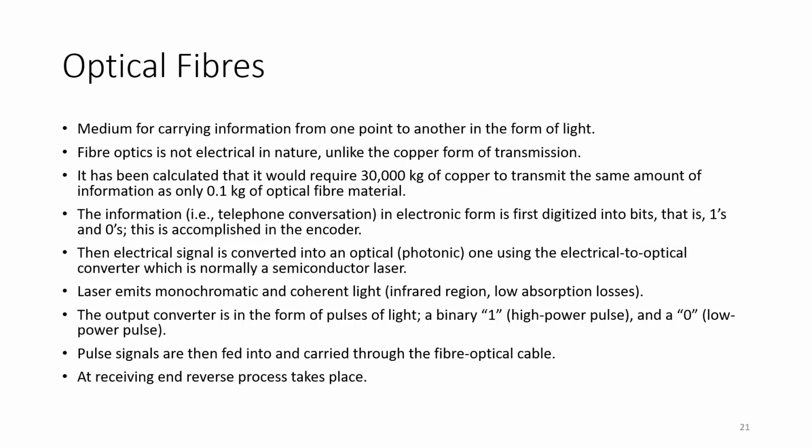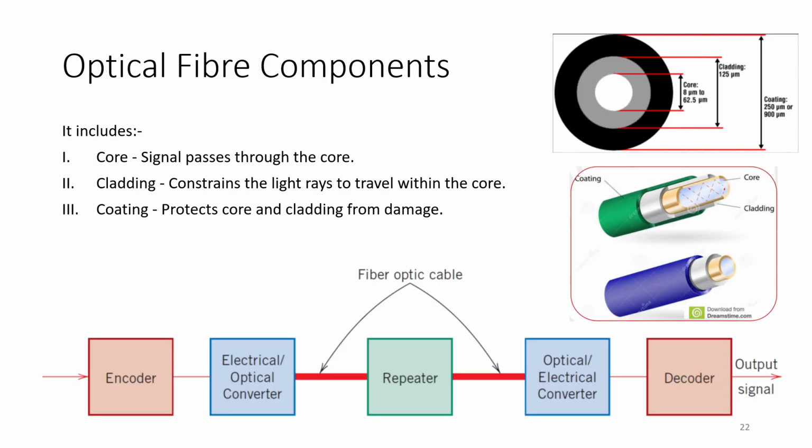The output is in the form of pulses of light, a binary 1 being a high power pulse and a 0 a low power pulse. The pulse signals are then fed into and carried through the fiber optic cable. At the receiving end, the reverse process takes place. So this is the process that takes place in optical fiber components.